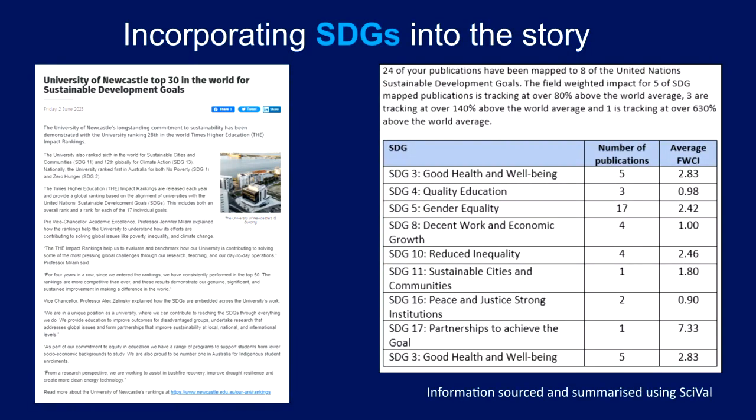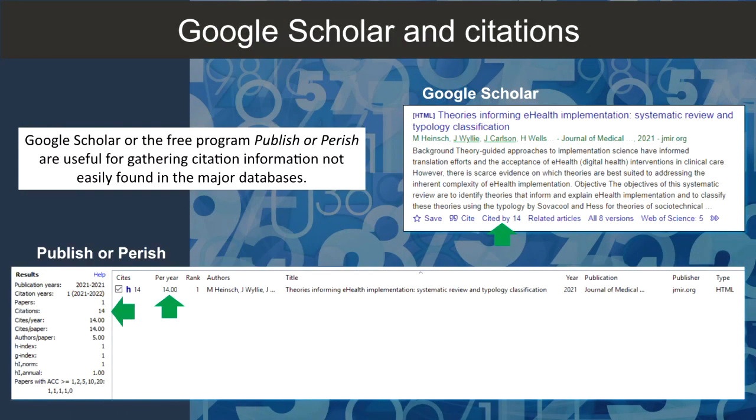SDGs are also a part of our university ranking environment, but can form a part of the story of your research impact. The information on this slide was collated using SciVal and provides evidence of how your research aligns with SDGs. Google Scholar and the tool Publish or Perish can provide citation information that is gathered from Google Scholar.